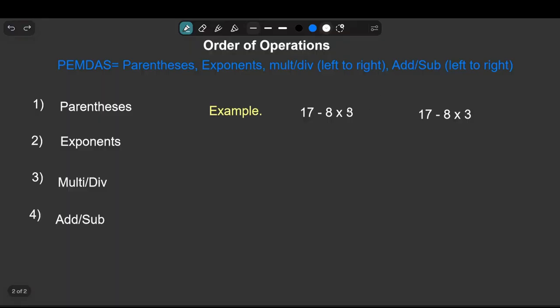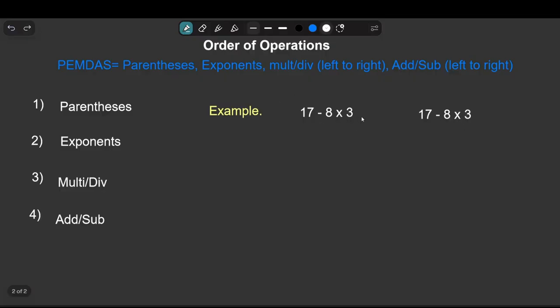Now, let's take a look at the two examples I got right here to show you why the order of operations is very important. I'm gonna make another two examples so you guys can understand it a bit better. So we have an example right here, 17 minus 8 times 3. And right here, the exact same thing.